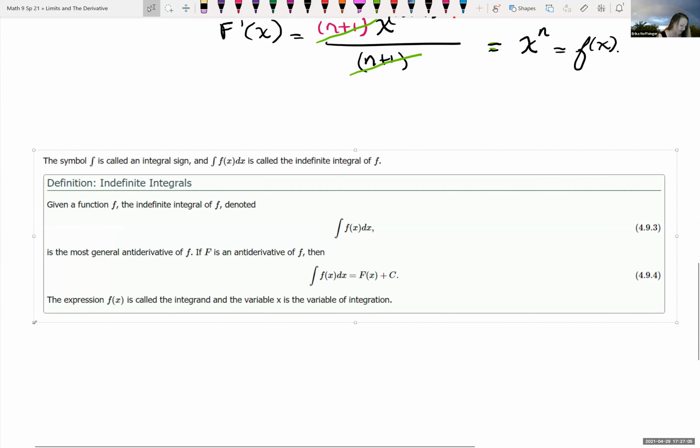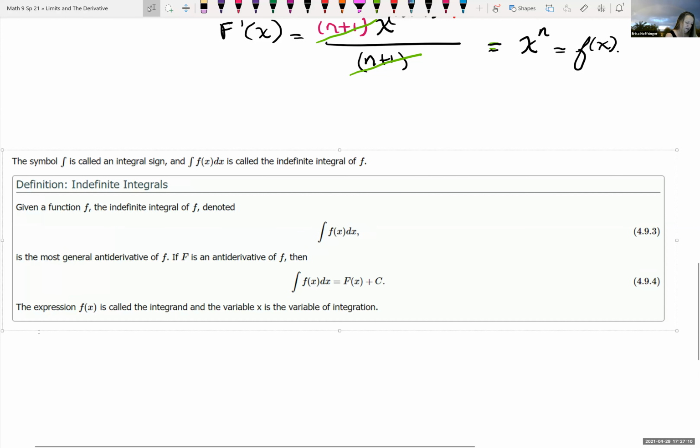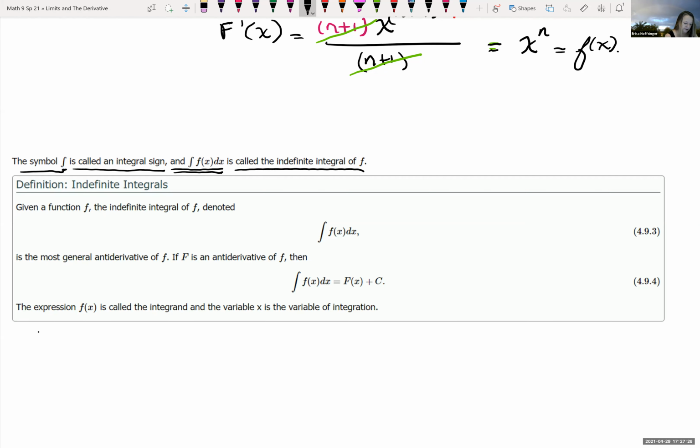So notice you have this kind of elongated S symbol right here. This elongated S symbol is called the integral sign. And the integral of f of x dx is called the indefinite integral of f. We'll be talking about definite integrals next week and the difference between what an indefinite and definite integral are. But right now we're just going to deal with indefinite integrals.